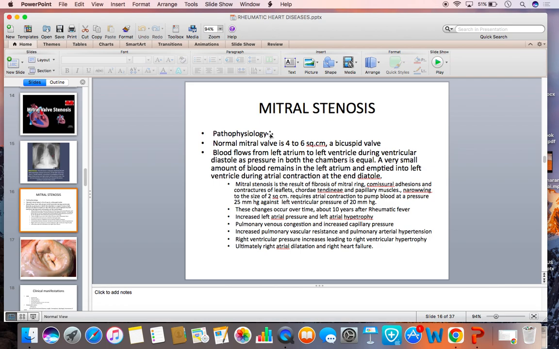Pathologically, there is fibrosis of the mitral ring, fusion of the commissures, contractures of the leaflets, chordae tendineae and the papillary muscles as a result of the recurrent rheumatic mitral valvulitis. Okay, vegetations form during each episode of mitral valvulitis, and the healing takes place in formation of fibrous tissue that results in the contractures and narrowing of the mitral valve orifice.